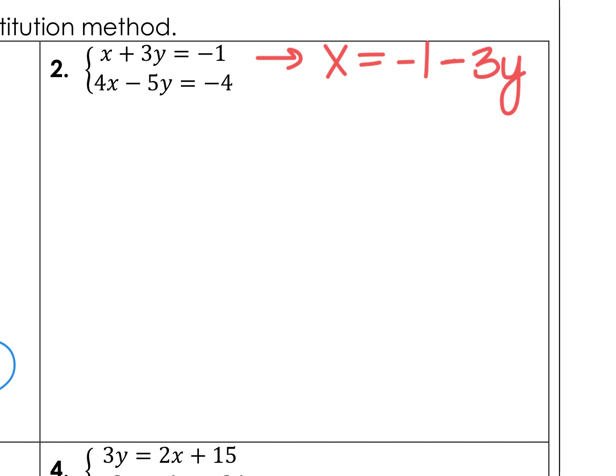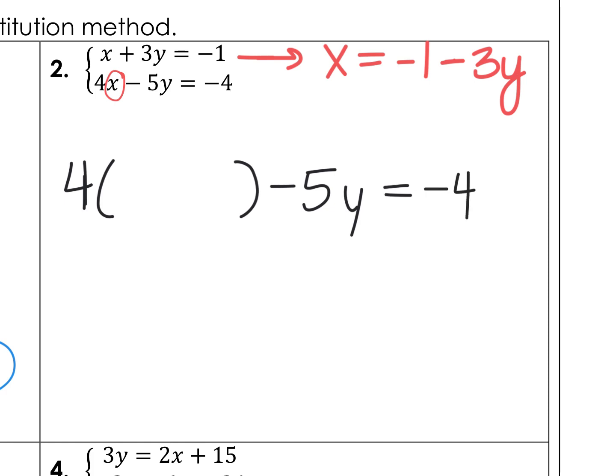So what spot does it have to take then? The x spot in the other equation. Make sure you don't plug it back into the same equation, okay? That would be a problem. All right, put it in that bottom equation and go ahead and solve for me and see what you get. Negative 1 minus 3y.